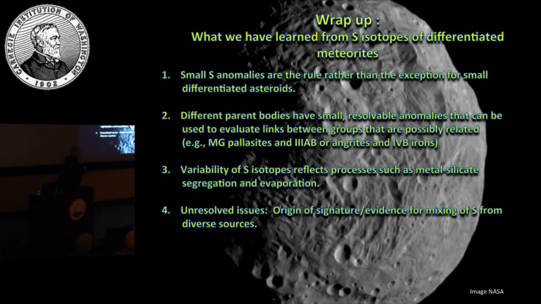And are we going to find some sort of evidence for mixing from diverse sources? Yes. So what is the process that gives you the negative delta 34? If you have metal-silicate segregation, the metal partitions the 34, the heavy sulfur, relative to the silicate. And since the metal partitions most of the sulfur, it can push the silicate to negative values. That's the interpretation for the angrites, the Earth and Mars. That may be the case for those two angrites.